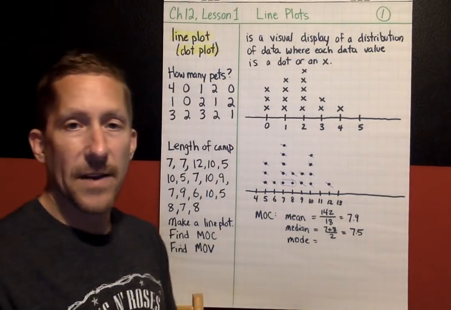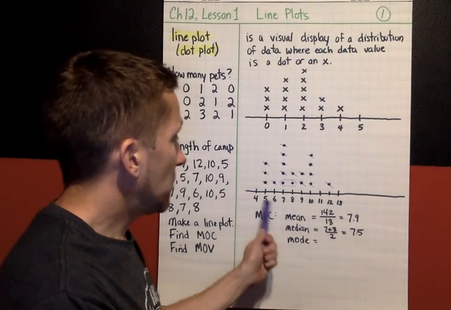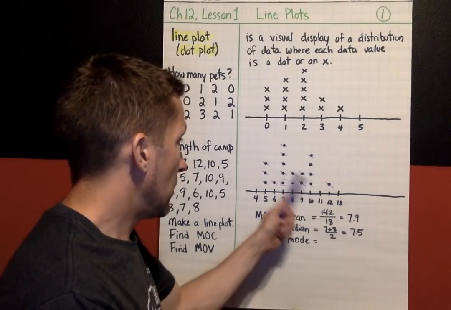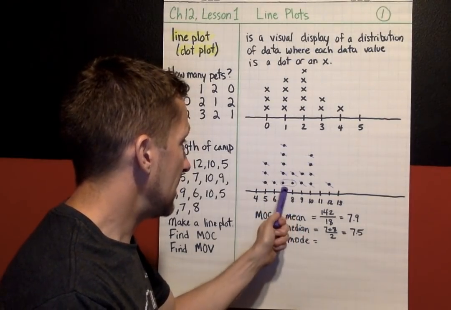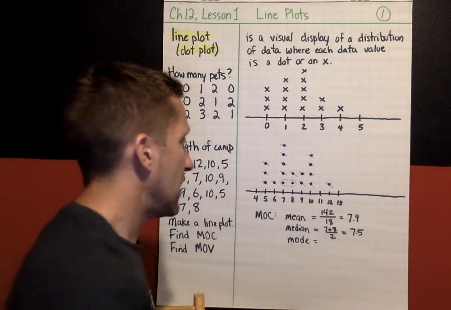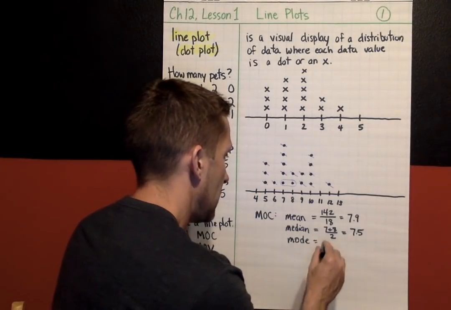Again, the mode is which value occurs most often. Super easy to see what the mode is when you have a dot plot. What's my highest stack of dots? It's 7. 7 occurred 1, 2, 3, 4, 5 times. So my mode is 7.